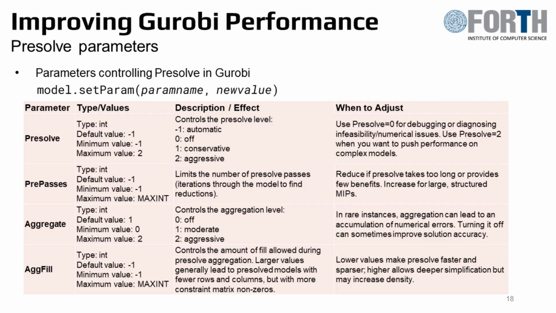The parameter PrePasses limits the number of passes through the model during presolve. If presolve consumes too much time with limited benefit, reducing this value may help. For large structured models, increasing it can sometimes improve reductions. The parameter Aggregate controls the level of constraint aggregation. In rare cases, aggressive aggregation may introduce numerical side effects. Disabling it can improve stability in sensitive models. The parameter AggFill controls how much fill-in is allowed during aggregation. Larger values allow deeper simplifications, but may increase matrix density.